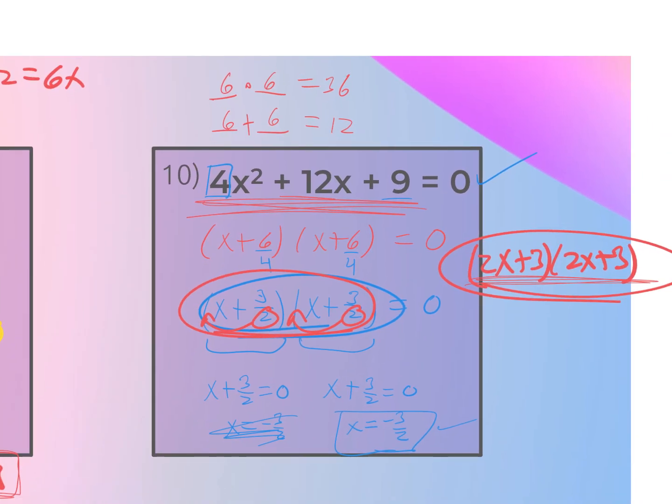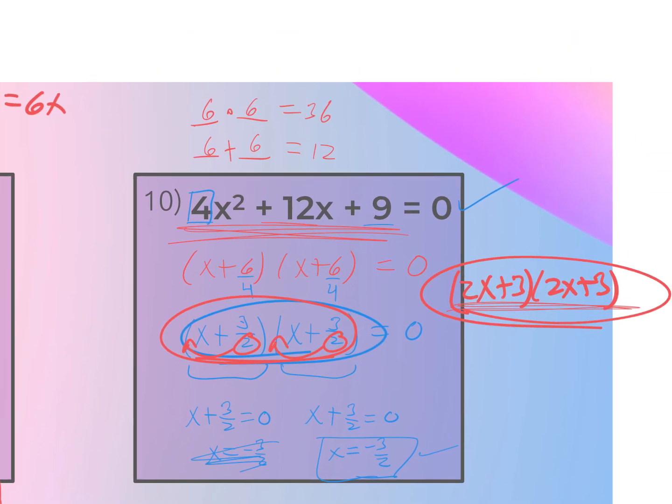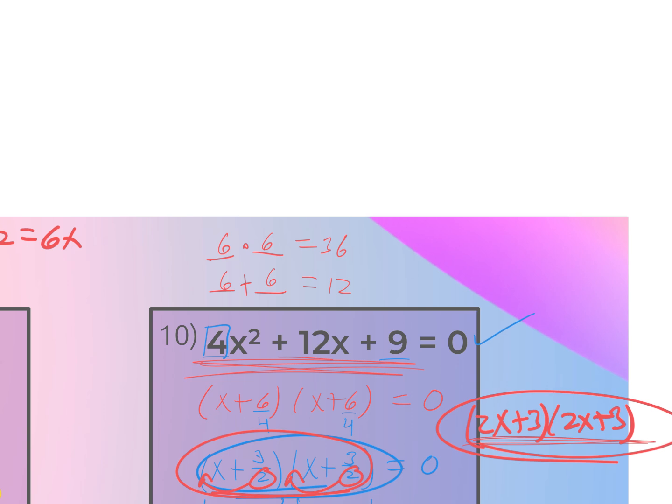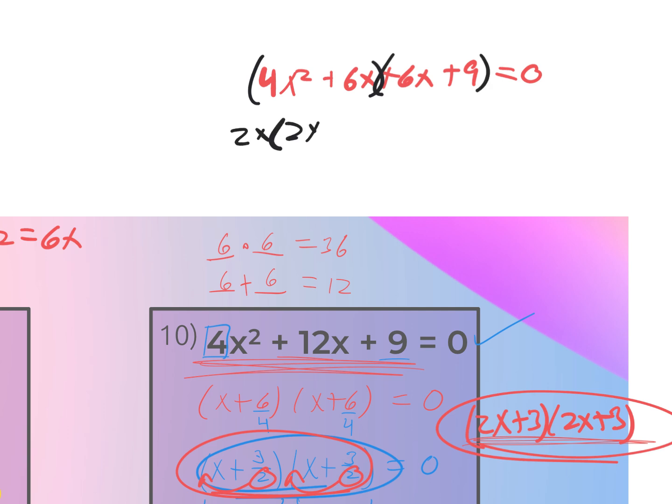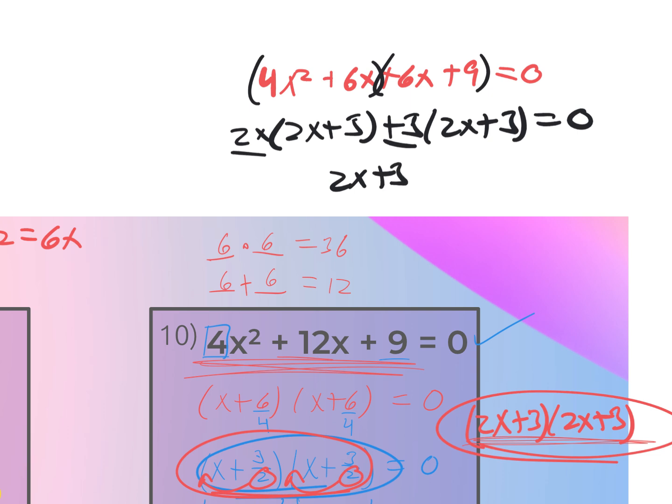Now, if you wanted to do it the other way, factoring by grouping, once you get your 6 and your 6, and I'll do that up here, you can verify that it's the same thing. You get 4x squared plus 6x plus 6x plus 9 equals 0. Group the first two, group the second two. GCF of the first two is going to be a 2x. You're left with a 2x plus 3. And then GCF of your second two is going to be a 3. And then you're left with a 2x plus 3 equals 0. And then 2x plus 3 becomes its own group, and you still have that 2x plus 3 from before.